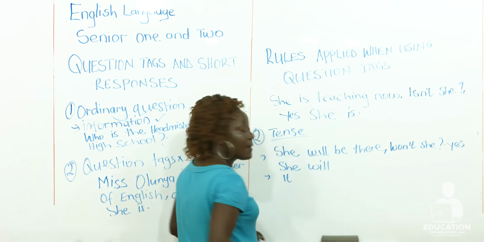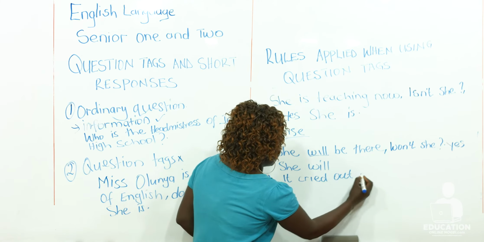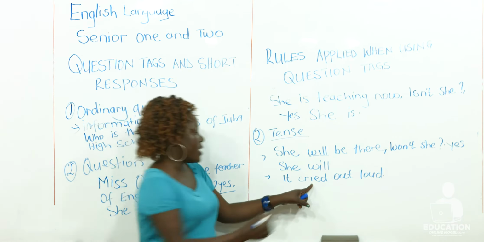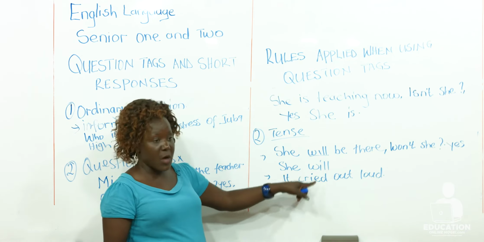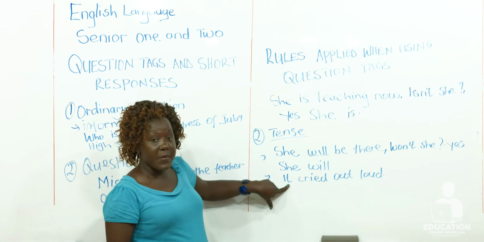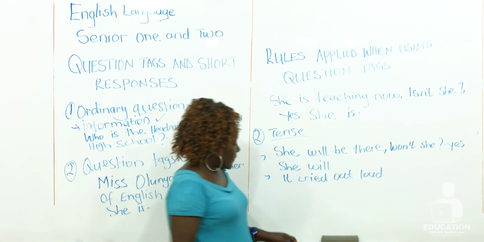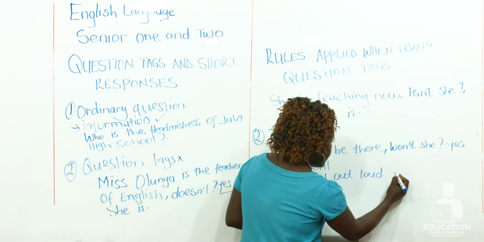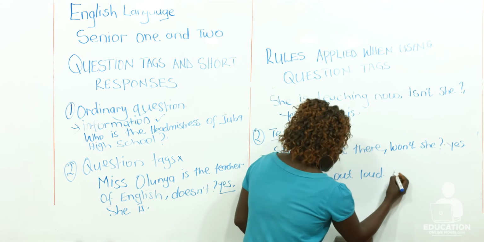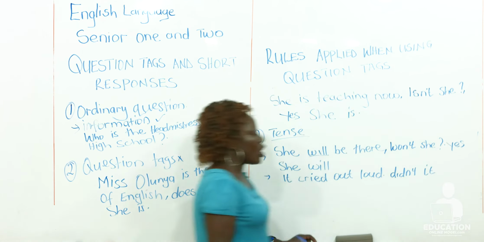If it is past in this case, you can say, it cried out loud. Now, what type of form of the verb is this? Cried is already a past form of the verb to cry. Therefore, your tag must be past in nature. Now you will come here and observe it is under third person singular. Instead of saying is, now you will say from the word do, you will create a past and say, didn't it? Did it not? That's what we are saying. Didn't it?